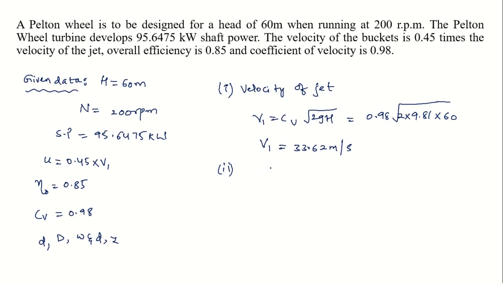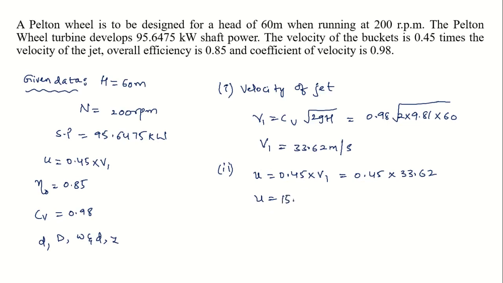Next, after calculating the velocity of the jet, let's calculate the velocity of the vane or the velocity of the runner, such that we would end up with the calculation of the diameter of the runner. For this we have the relationship u equal to 0.45 into V1. So u is equal to 0.45 into 33.62. Remember guys, the velocity of the vanes is the same as the velocity of the wheel, because the wheel is rotating, which means the vanes fitted on the wheel are also rotating, so both velocities are the same.